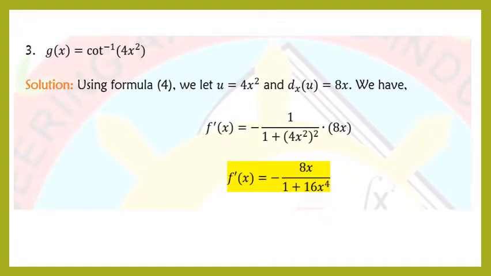Another example class is g of x equals arc cotangent of 4x squared. So, madali lang. At yung ilalagay natin na u, ang inverse trigonometric function natin dito is arc cotangent. Tingnan natin yung sa formula number 4. Okay, yung formula number 4 is derivative of cotangent inverse is equal to negative 1 over 1 plus u squared times d of u with respect to x. So, we let u here as 4x squared. Okay, ito siya. And then, kunin natin yung derivative nito para direct substitution na tayo sa formula natin later. Okay, so, derivative ng 4x squared is 8x.